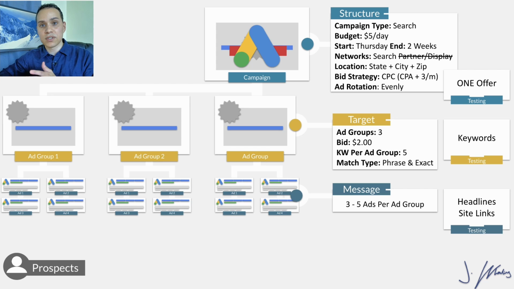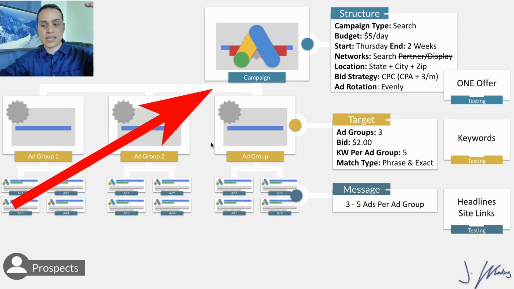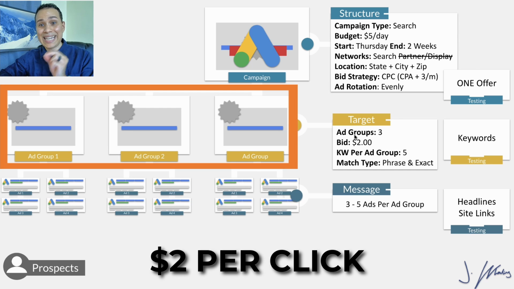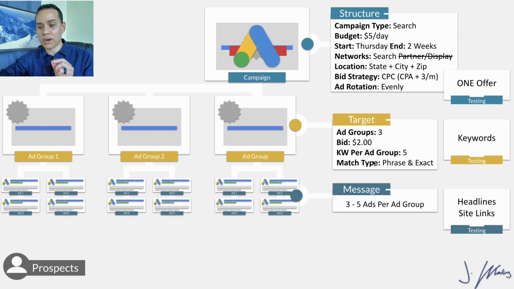So jumping back over to our diagram, briefly, we've got our campaign set. We just created our ad groups here. So we have 3 ad groups. We've set our bid at $2 per click. And then our match types are phrase and exact. And so since our budget is actually $10 a day and our max bid is $2 per click, that means if we paid $2 per click, and our budget is $10 per day, we're going to get a maximum of 5 clicks per day.